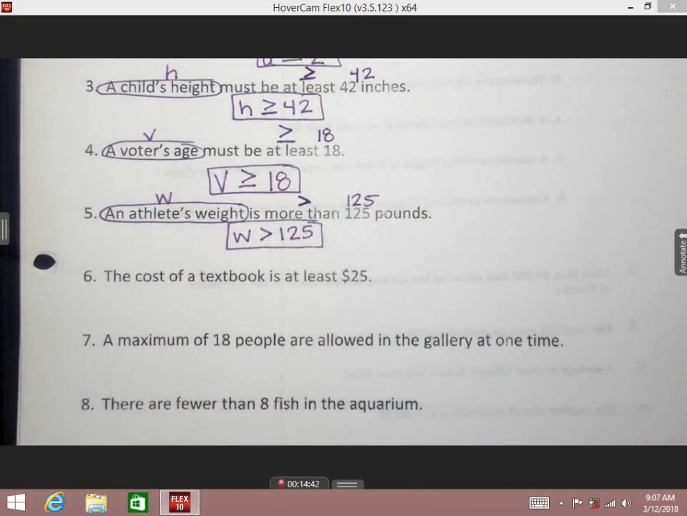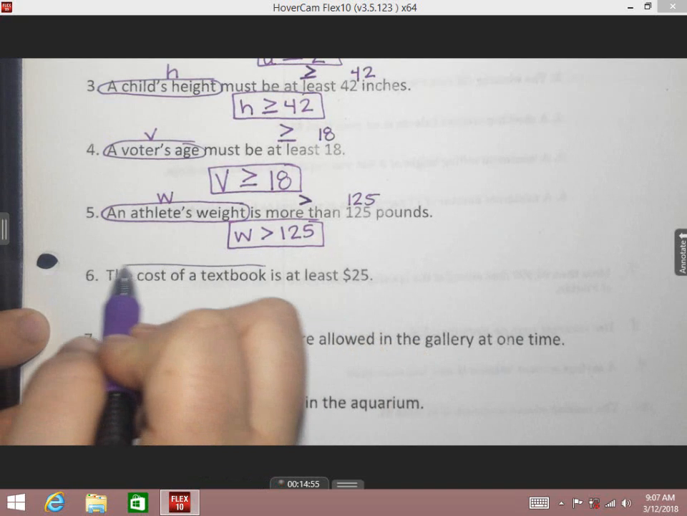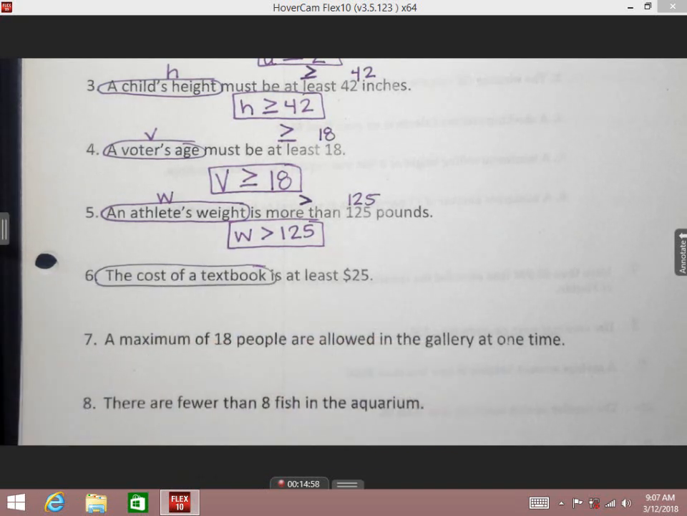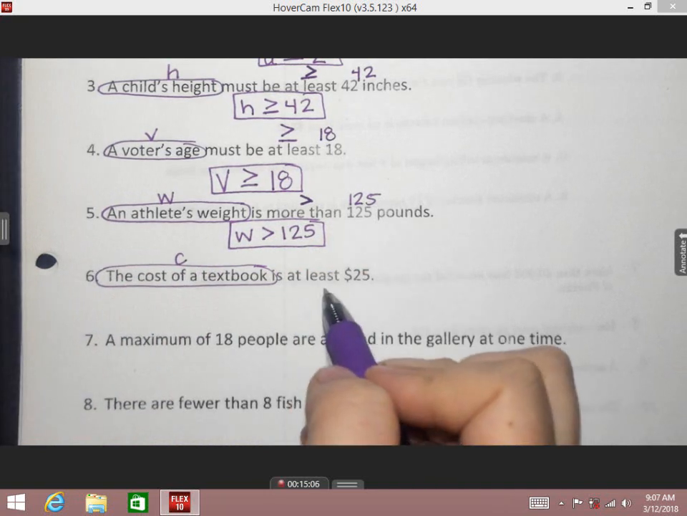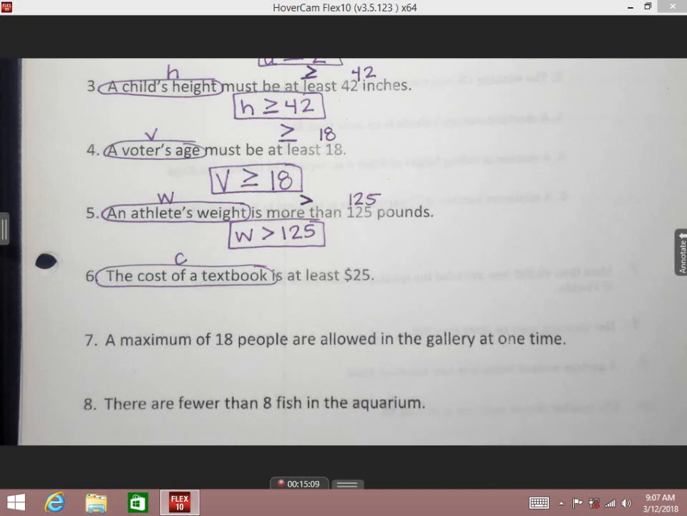Okay? All right, number 6. The cost of the textbook is at least $25. What are we talking about here, Brandon? All right, and what variable would you like to use? All right, we can use C. Remember, guys, if you use T for textbook, make sure it's a cursive T. All right? At least $25. At least. What are we talking about there? Less than, greater than, less than or equal to, greater than or equal to. If it's at least $25. What do you think? Annabella, what do you think?